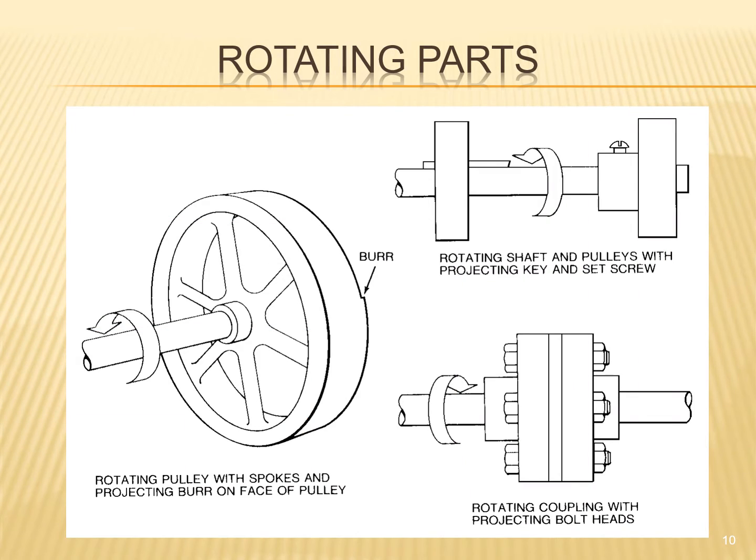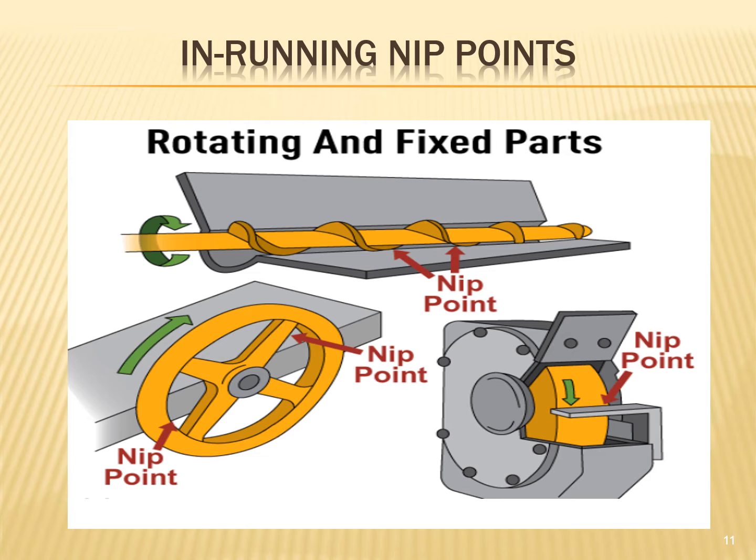Rotating parts, again, different types. The burr here, rotating around here. Cut, entanglement on the sprockets. In-running nip points, rotating and fixed parts. Identify nip points here, one here on the wheel, nip points along here, and then on a pedestal grinder, the nip point is in here between the work rest and the abrasive wheel.